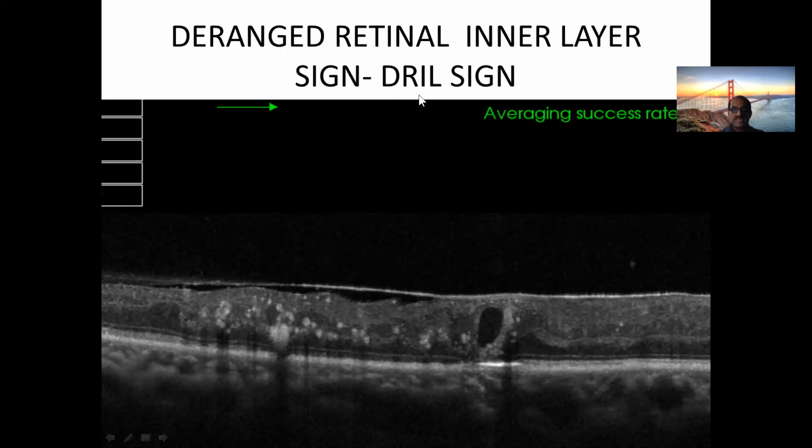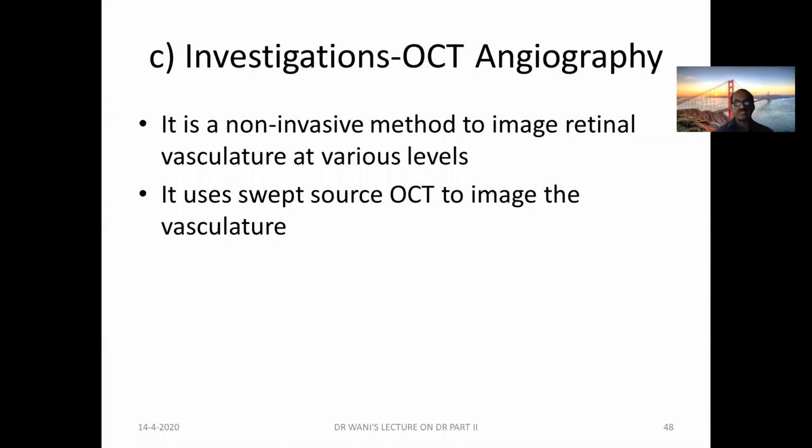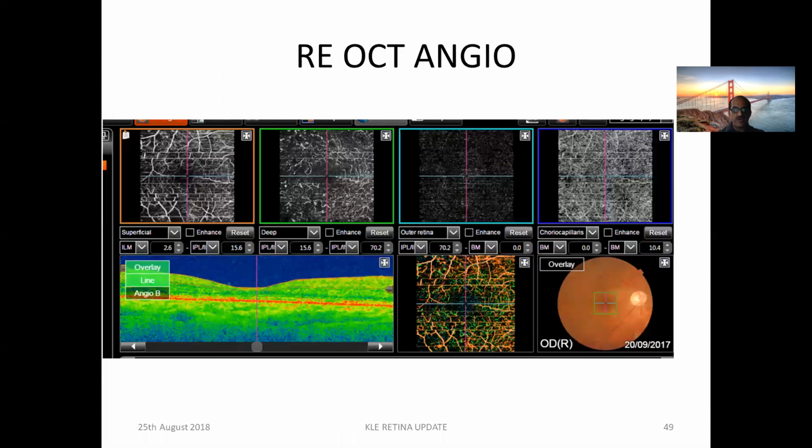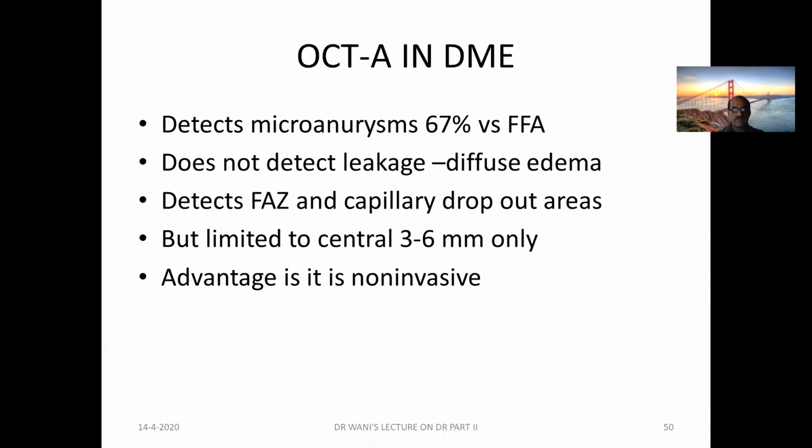So this is called disorganization of retinal inner layers, or DRIL sign, and this also has been reported as a bad prognostic sign. Now there is OCT angiography. I will not deal much with that. Actually, it's not available everywhere.